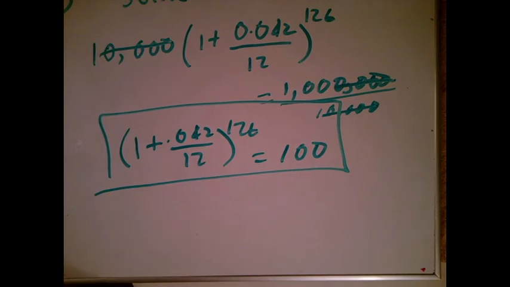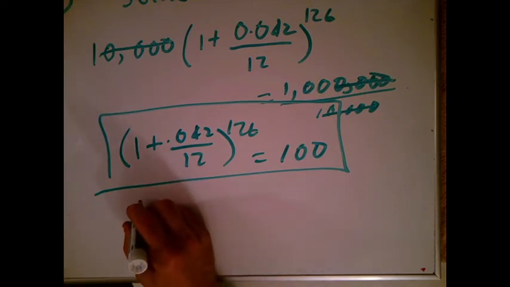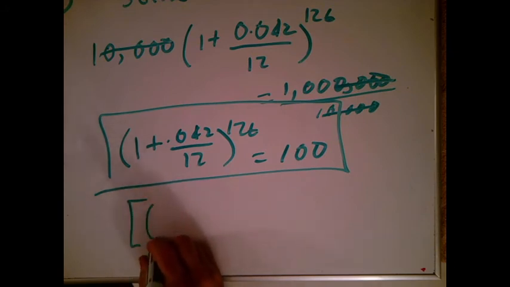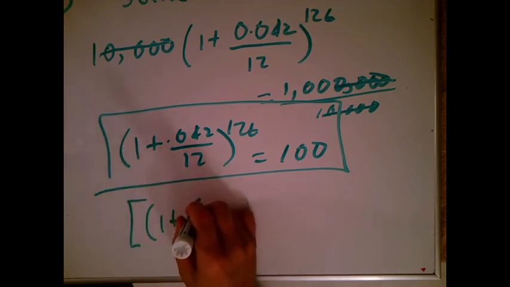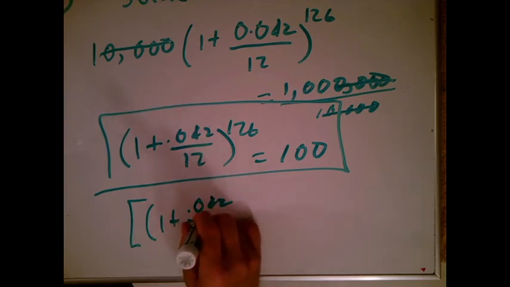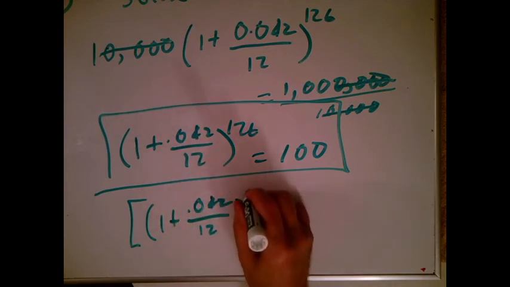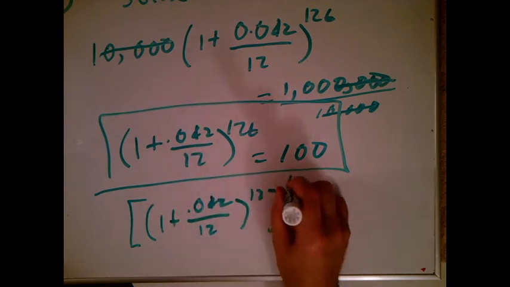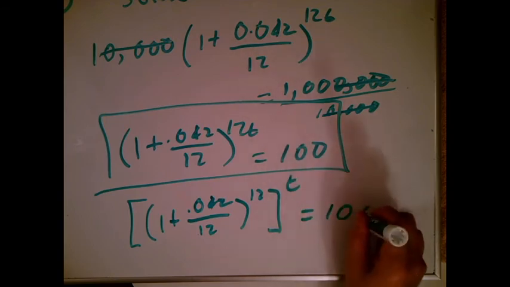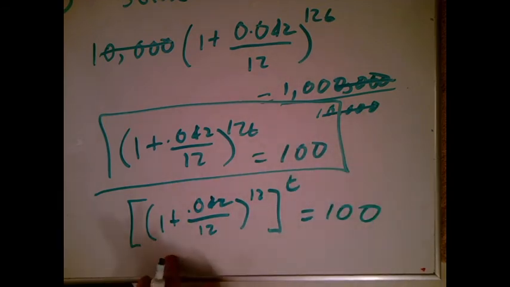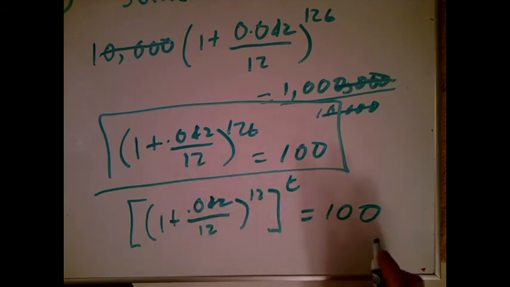Now, how am I going to do this? Well, I would like to do this exactly the same way I did before. What I want to do is rewrite the left-hand side as something to the t. This is something we were doing with those compound interest formulas anyway, so it's not so bad. What I'm going to get is 1 plus 0.042 over 12 to the 12, to the t, equals 100.